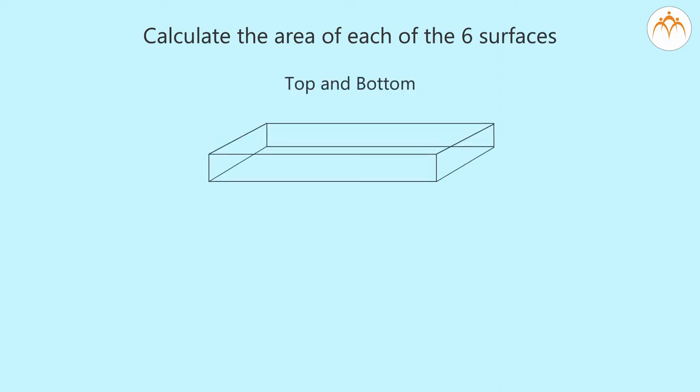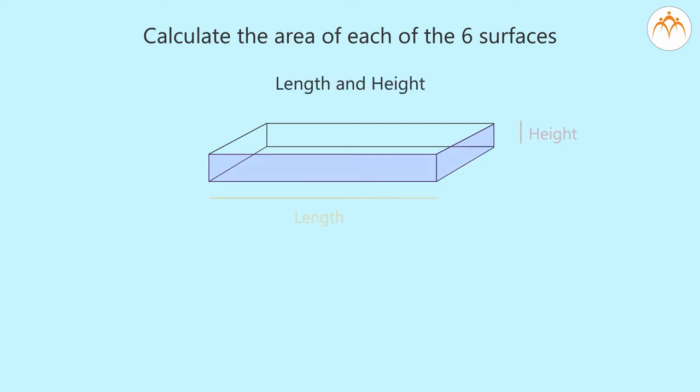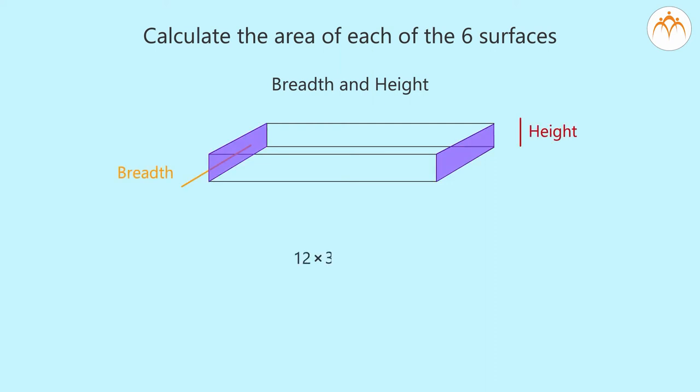Sides of the top and bottom are length and breadth. So, the area is 20 into 12 equal to 240 square centimeters. The other sides are length and height. The left side as well as the right side have area 20 into 3 equal to 60 square centimeters. Front and back is the surface with the sides breadth and height. The area of each is 12 into 3 equal to 36 square centimeters.